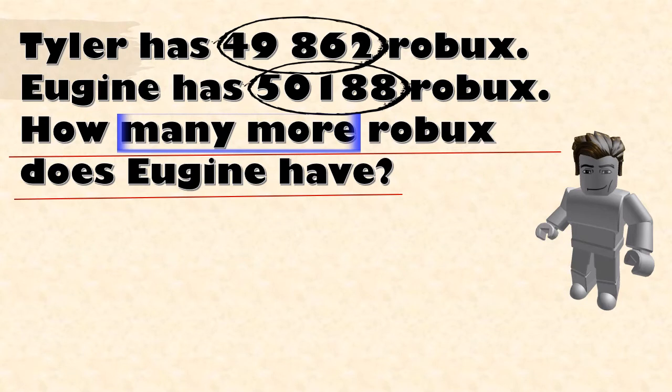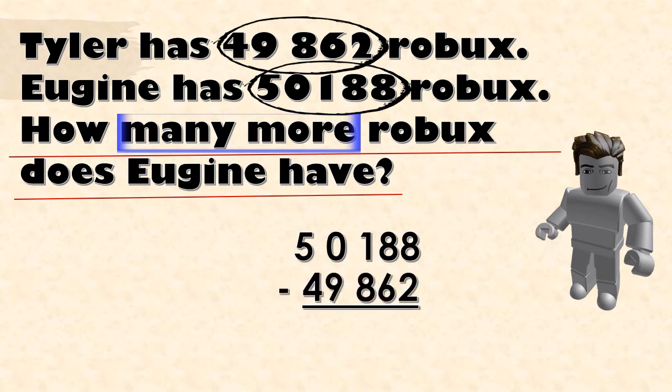Now we can evaluate. So here we know that Eugene has more Robux than Tyler. But we want to know how many more Robux Eugene has. So we will use a number sentence for our strategy. We will subtract. 50,188 take away 49,862. 2 ones from 8 ones leaves 6 ones. 6 tens from 8 tens leaves 2 tens.